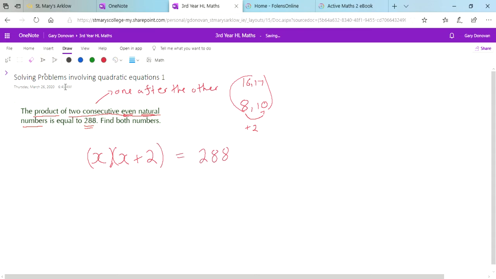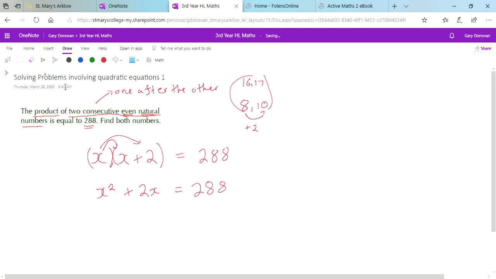Find the numbers. Now we've done the hard part of the question. The hard part of the question is getting this bit right. Now we just solve it the way we've learned how to solve these equations. So we have x times x gives us x squared. x times 2 gives us 2x, equals 288.